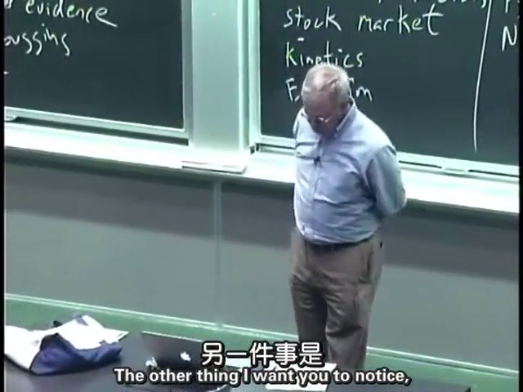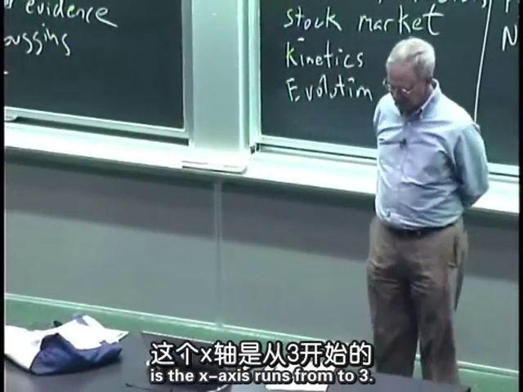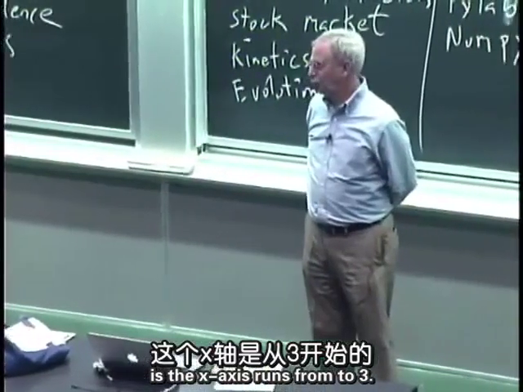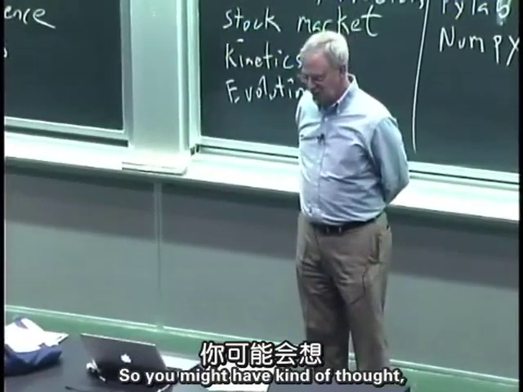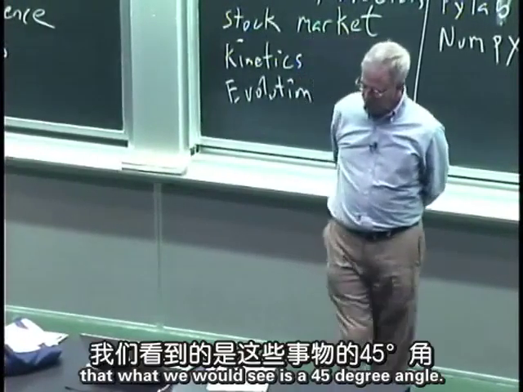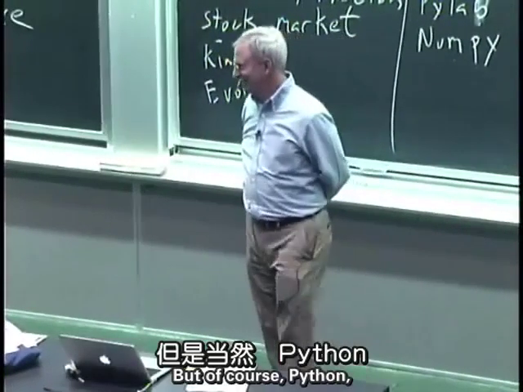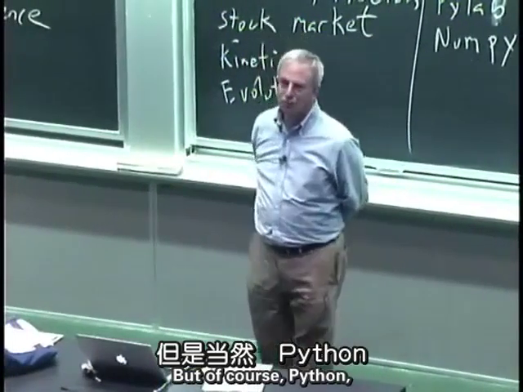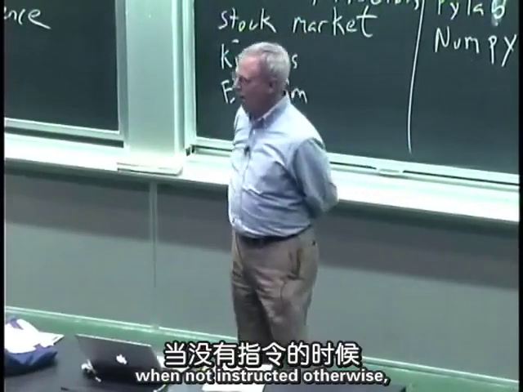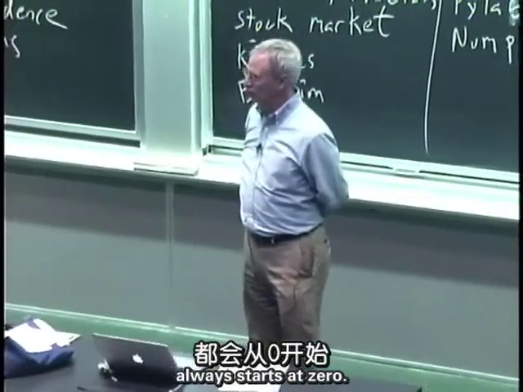The other thing I want you to notice is the x-axis runs from 0 to 3. So you might have thought that what we would see is a 45-degree angle on these things. But of course, Python, when not instructed otherwise, always starts at 0.